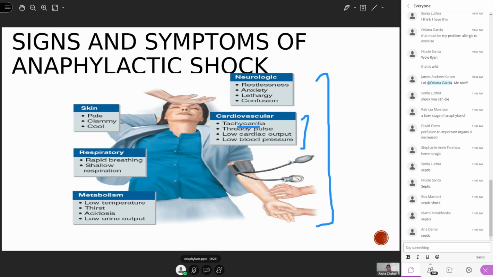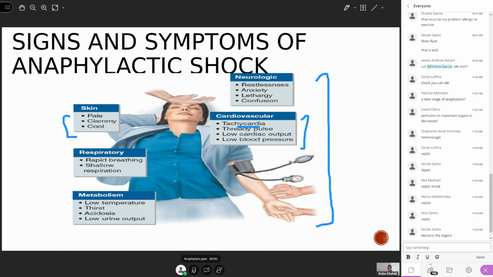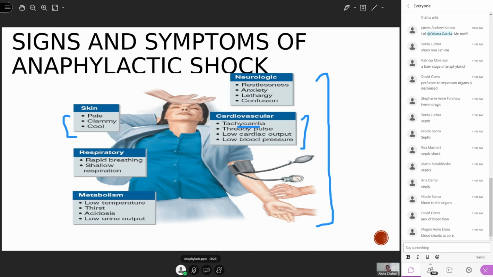And pale, cool, clammy skin. Why does that happen? From our concept, see, these concepts are interrelated, from our concept of hypothermia. Can anybody tell me why that happens? Blood to the organs. Okay, thank you.